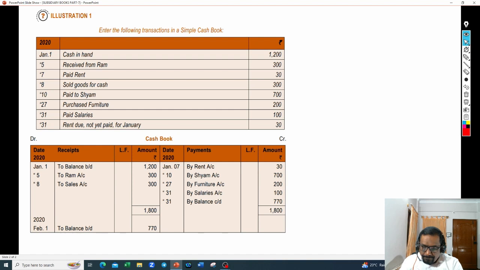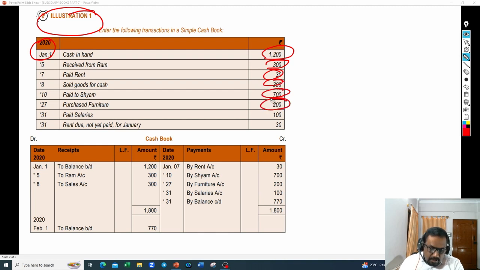We'll read the problem. This is illustration one, which I have taken from the Institute material. They said: January 1st, 2020, cash in hand 1200, received from Ram 300, paid rent 30 rupees, sold goods for cash 300 rupees, paid to Sham 700 rupees, purchased furniture 200 rupees, paid salaries 100 rupees, and rent due, very important, not paid, due for January, 30 rupees. This is the problem they gave, and we are asked to prepare the cash book.